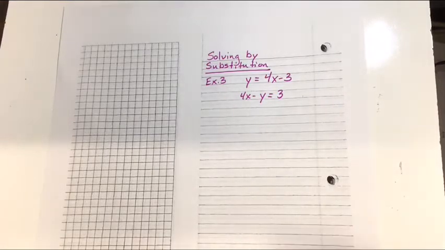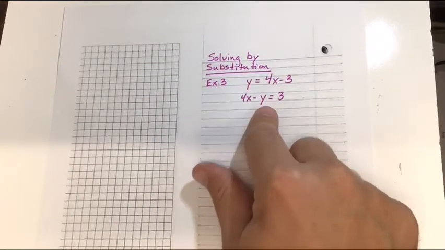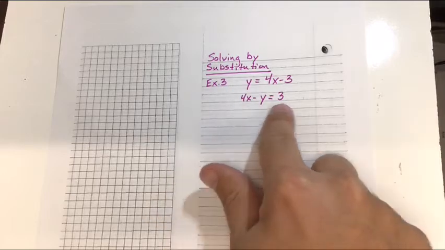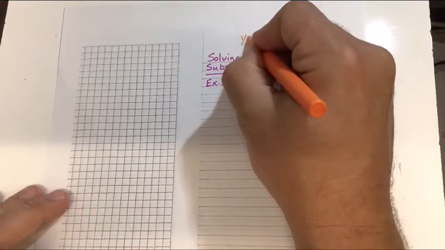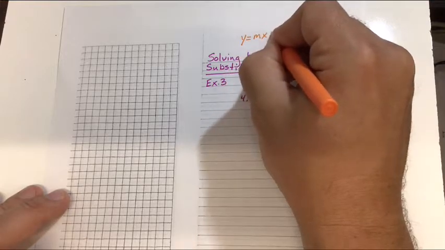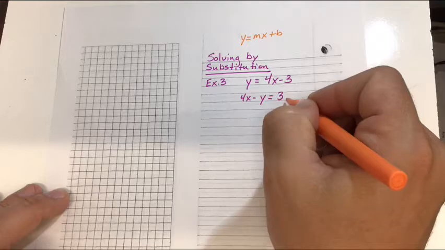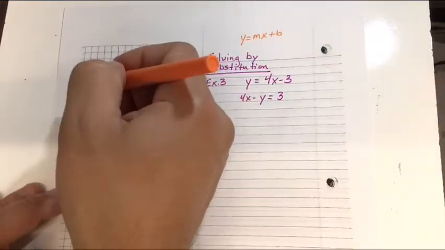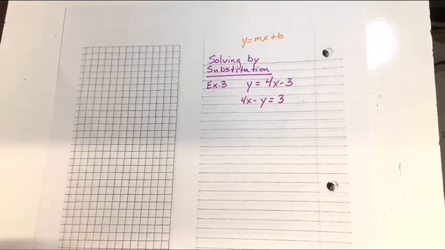Okay, I've got two equations here, a system of equations. I've got two equations using the same x and y. But you'll notice the second equation is not in slope-intercept form. Remember, slope-intercept form is like that. Now, I could change this bottom equation to be slope-intercept form and graph it, but I want to teach you another method for solving systems, and that's using something called substitution.